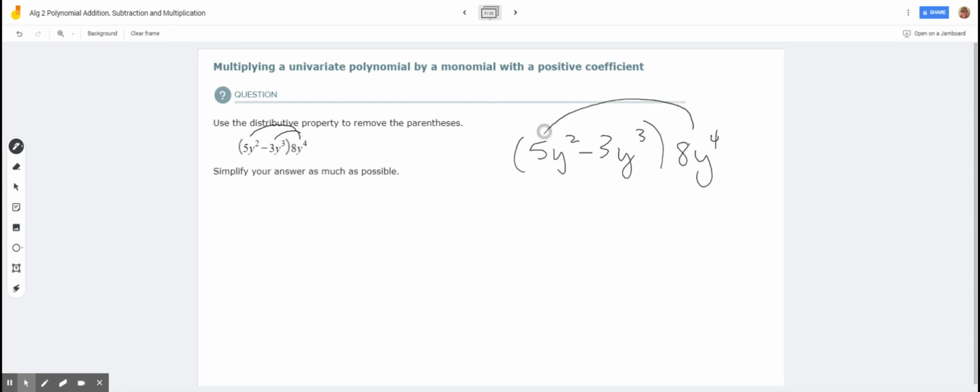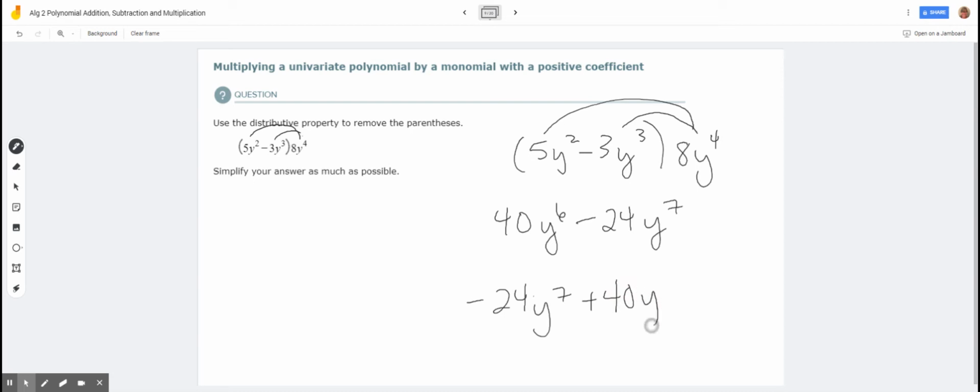I would say 8y to the fourth times 5y squared is 40y to the sixth. Remember, multiply, add exponents. 8y to the fourth times 3y cubed is minus 24y to the seventh. Don't be tempted to multiply those. Add them. Multiply means add exponents. And then look, this isn't in standard form. So since it's not in standard form, we rewrite it in standard form. I have a feeling Alex is going to get a little snippy with y'all. It's going to be like, nope, it's not in standard form. There you go. 7, 6.